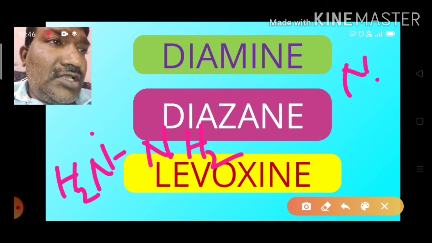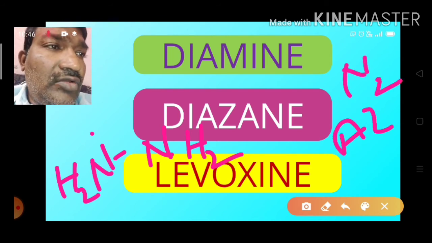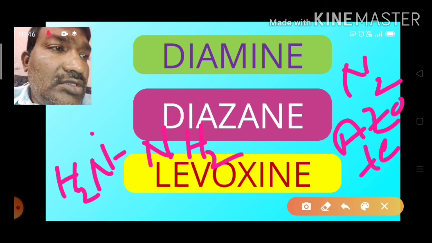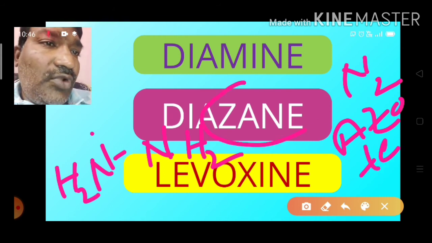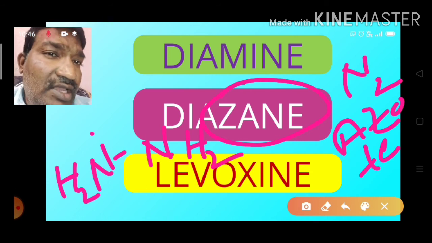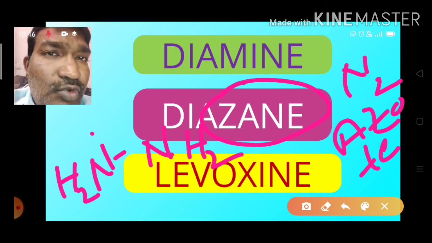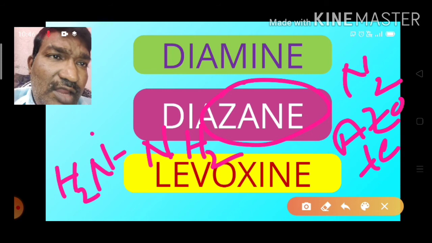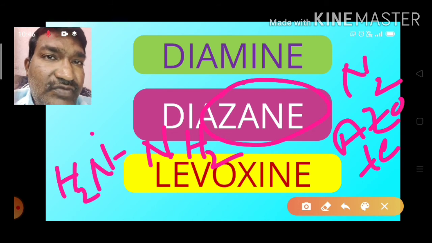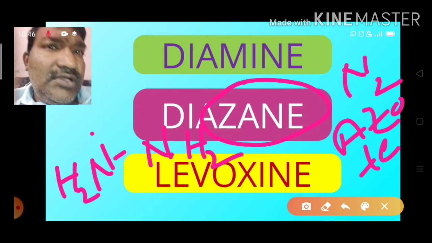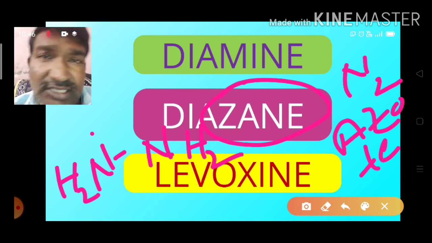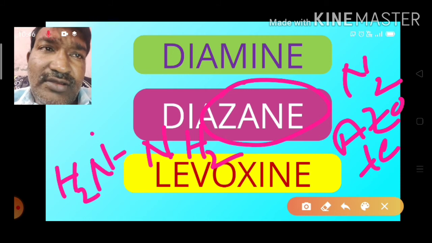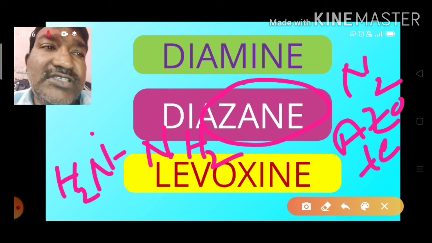Nitrogen gas is known as azote, and ammonia is known as azane. Simple ammonia is known as azane. Hydrazine is considered a compound obtained by the combination of ammonia molecules, so that's why the name diazane is given to hydrazine. And one more name, a commercial name for hydrazine, is lioxine. So hydrazine has three other names: diamine, diazane and lioxine.